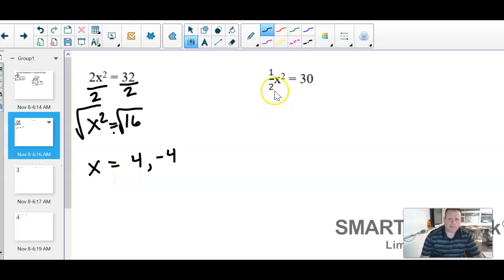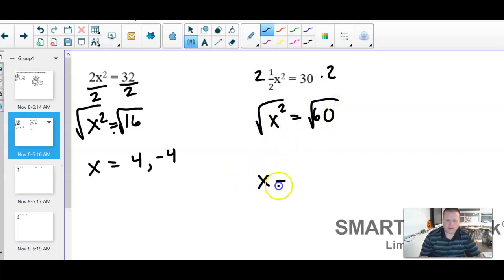I put one with fractions in there just to give you guys a little bit different look here. To get rid of this fraction, I'm going to times by 2 because that'll just give me 1x squared on this side. So I do need to times by 2 over here. When I times by 2 there, it's going to give me 60. And then I square root.